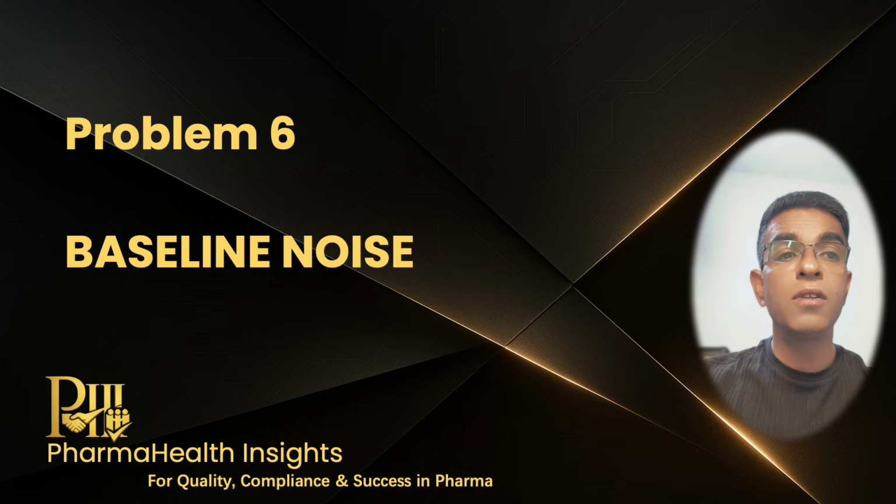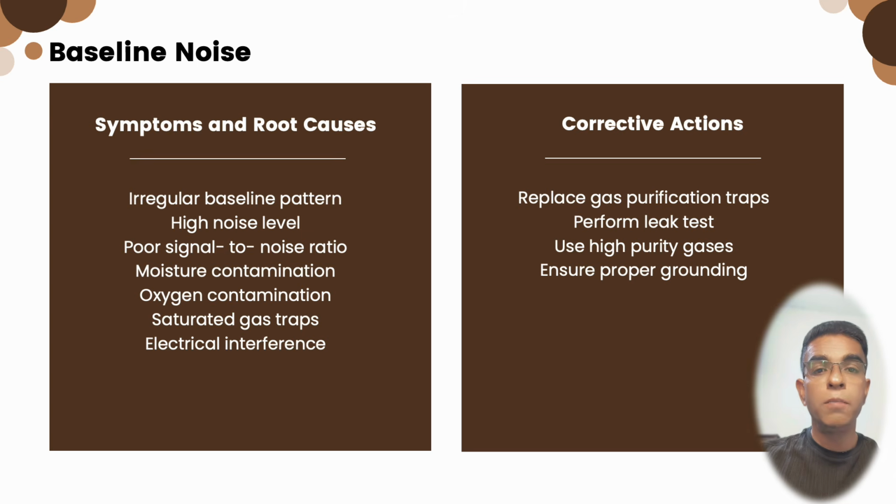Now, let us discuss one of the most disturbing GC problems, unstable baseline. Baseline noise is one of the most commonly reported GC issues in pharmaceutical laboratories. When baseline becomes unstable, even properly separated peaks cannot be quantified accurately. In most cases, baseline noise is caused by contamination in carrier or detector gases. Moisture and oxygen are the most common contributors.